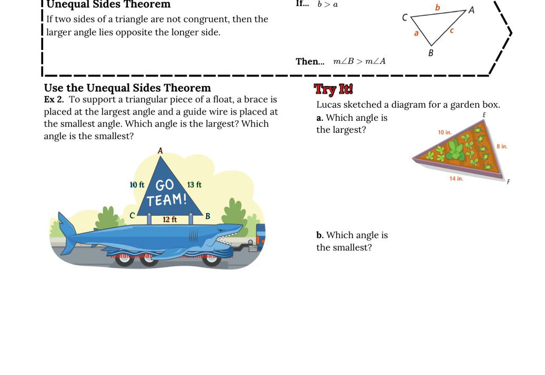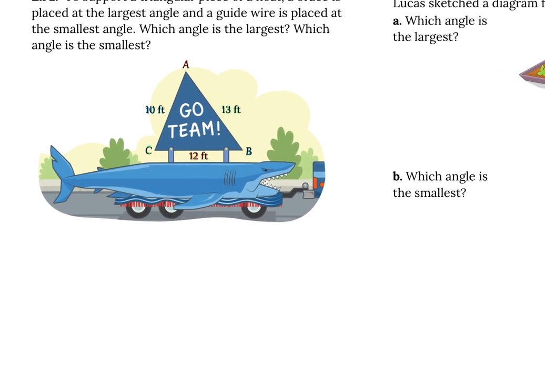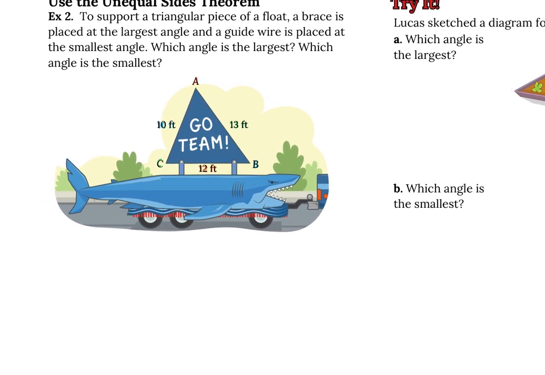To support a triangular piece of a float, a brace is placed at the largest angle and a guide wire is placed at the smallest angle. Which angle is the largest? Which angle is the smallest? Okay, so we can tell that our 10 is the smallest side. That means angle B is the smallest angle. And then our 13 is the largest side. So our angle C is the largest angle.